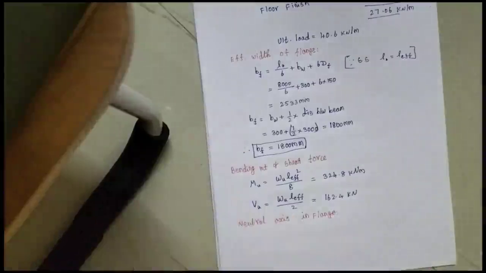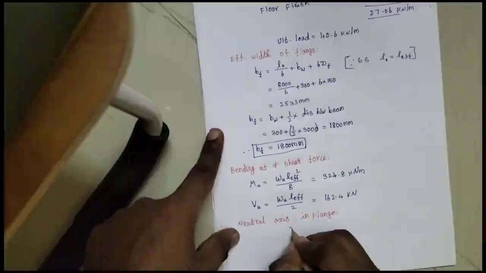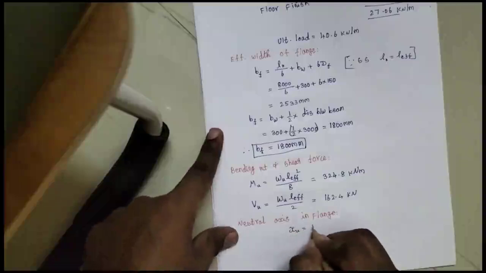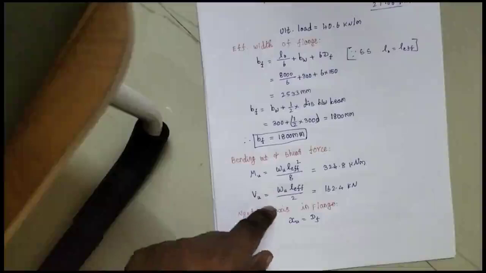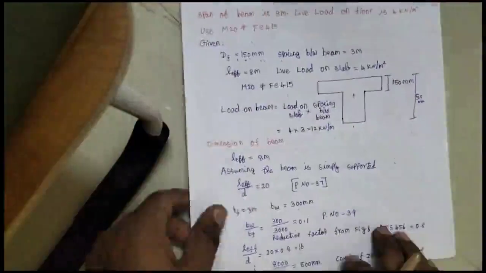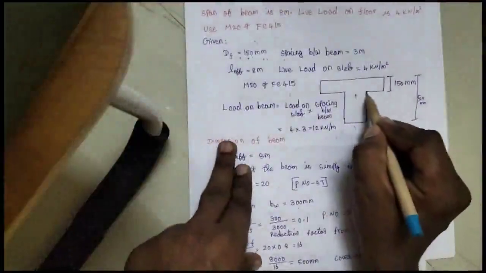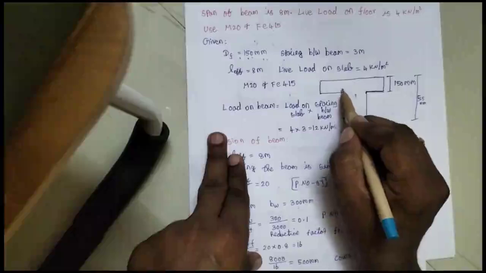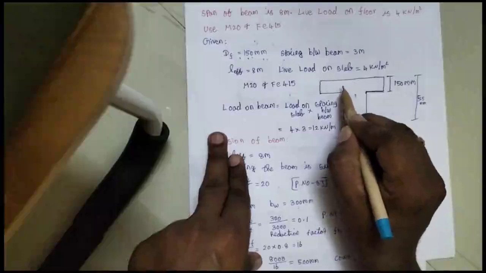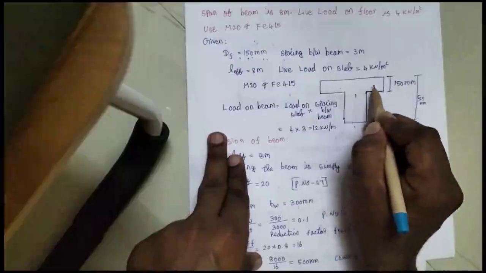So here what we are going to do is consider the condition XU equal to DF, that is, the neutral axis is going to lie at the edge of the flange. If you are considering this beam, then I am saying that the neutral axis is going to lie at this point. We know that when the neutral axis is within the flange, then we can simply design our beam as a normal rectangular beam.